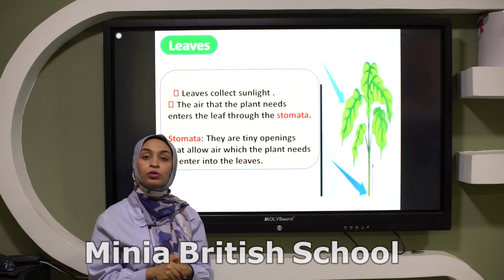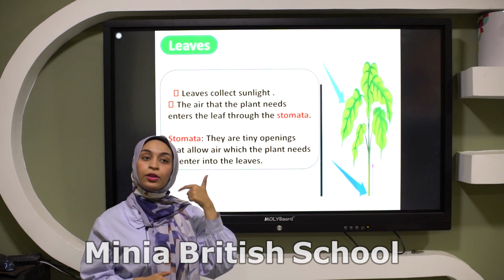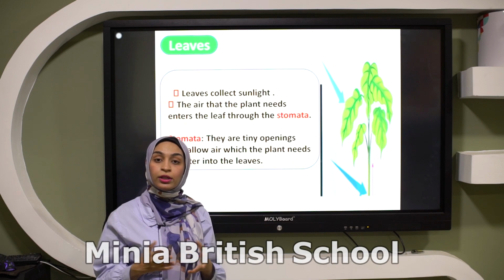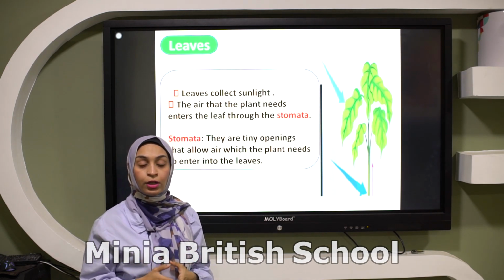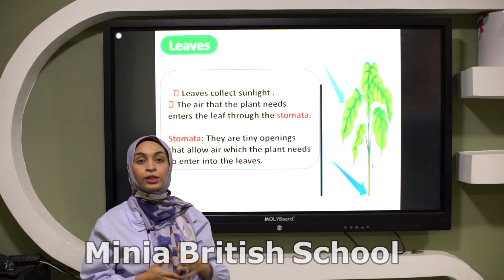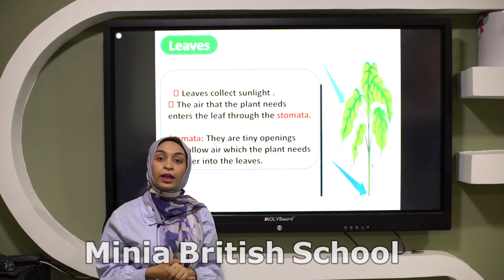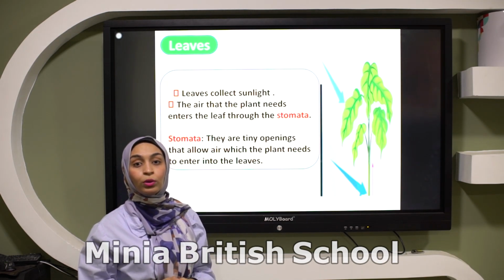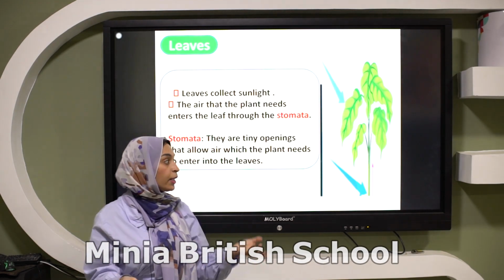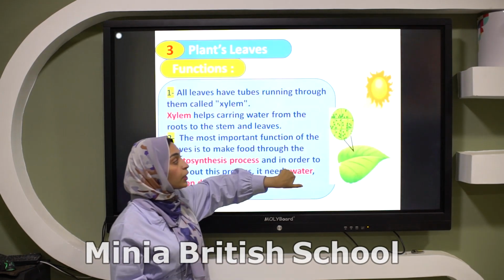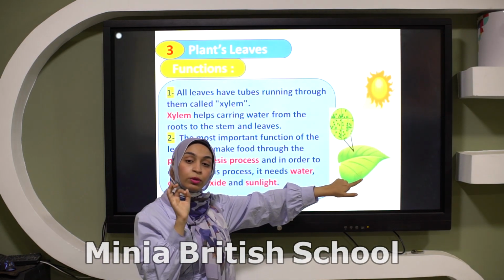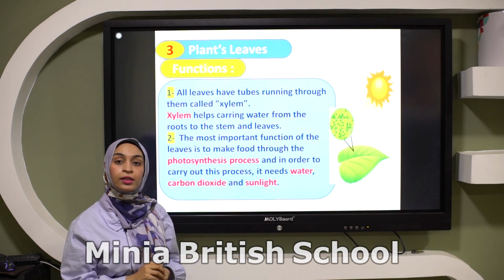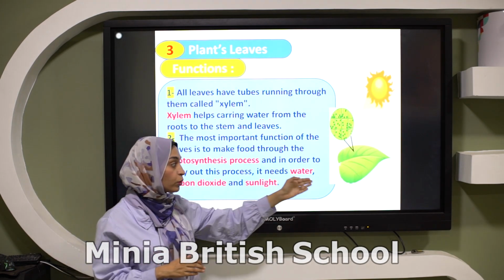Completing the functions. Till now we talked about the function of the roots, then the stem. Finally, let's end with the leaves. Leaves have a green color because they have chlorophyll, which helps the plant to absorb the sunlight from the sun. They also allow the air, actually the carbon dioxide gas, to enter the leaves through small openings called stomata. So what is the meaning of stomata? They are small holes spread on the surface of the leaves, on the lower surface more than the upper surface, allowing the carbon dioxide gas to enter from the air to the leaves.